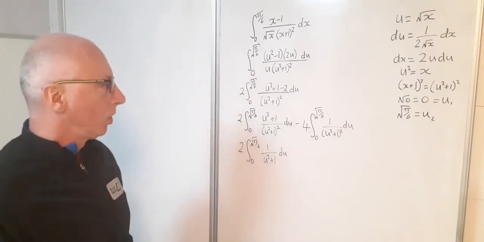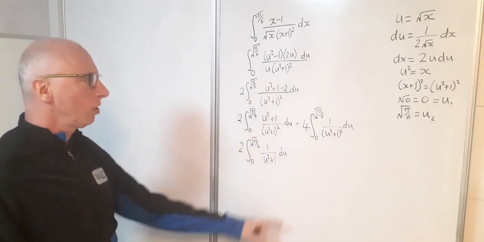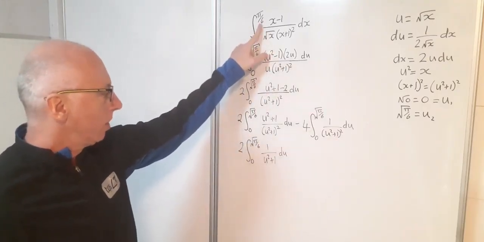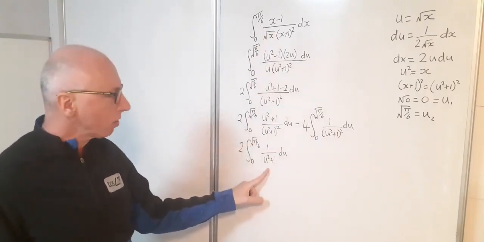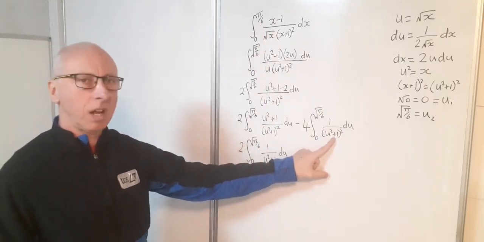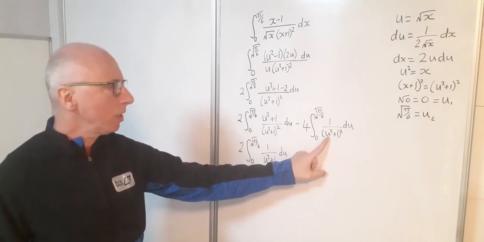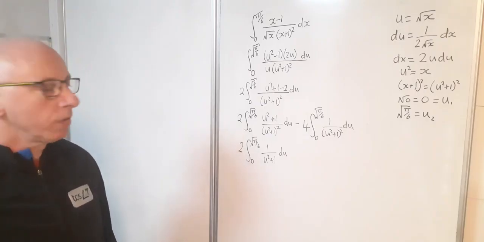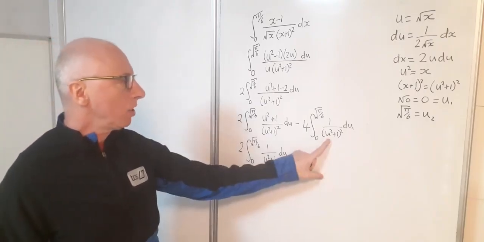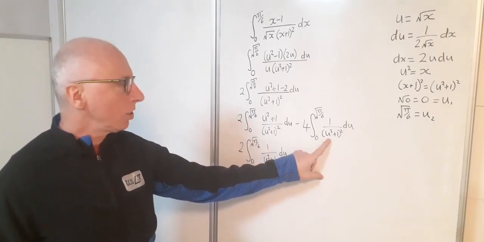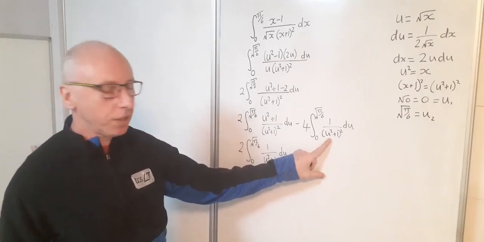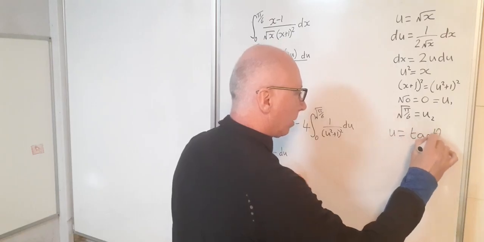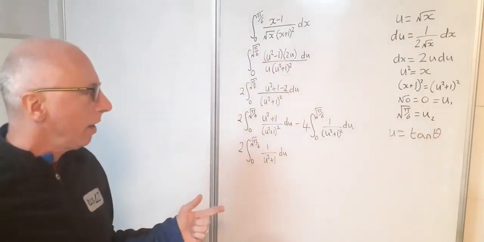This one, bit more work to do. Now I've got u squared plus 1. Now I know I've got this here. So I've got my inverse tangent here. That's all good. Here, maybe I need a tangent here as well. With u squared plus 1, it seems a good idea to do a substitution for tangent. So I'm going to let u equal tan theta, sorry, substitute u for tangent theta. So let u equal tan theta. So that'll be my substitution there.